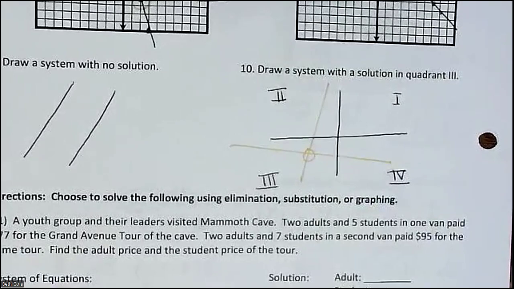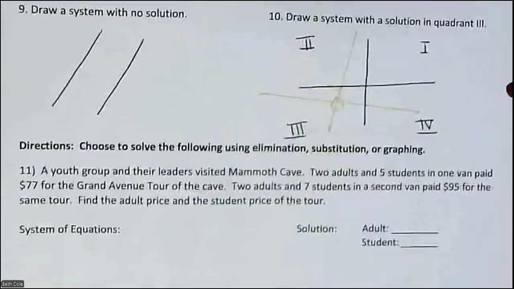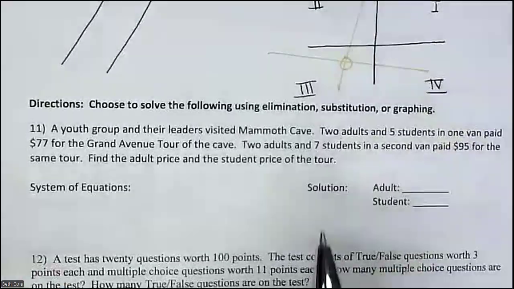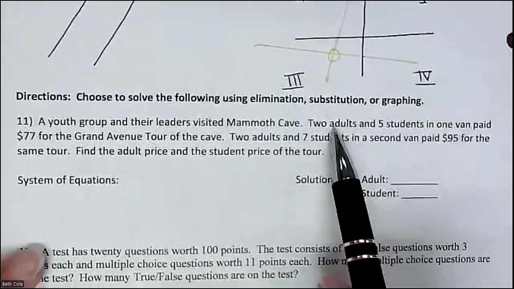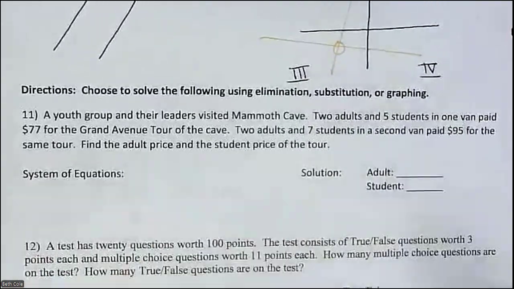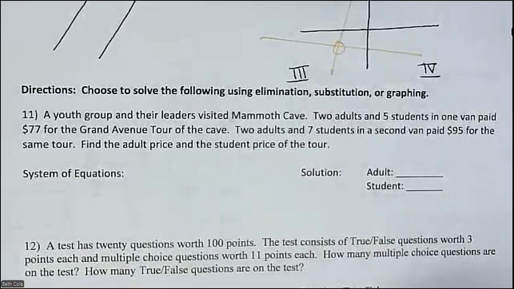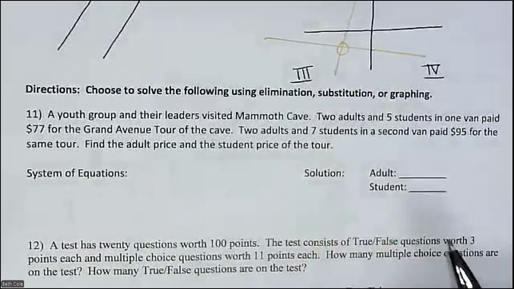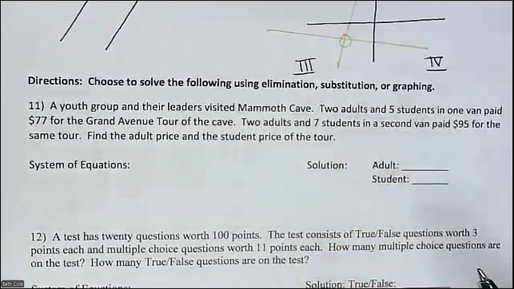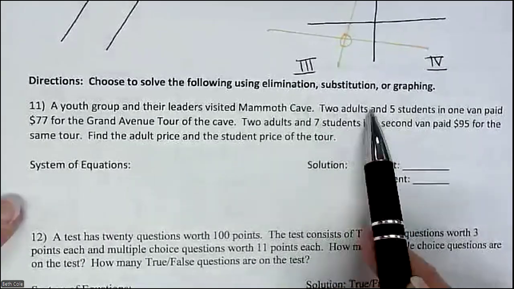Now, you guys have done really well with these word problems. I'm really proud of you with this. Kind of just steal all the numbers from the problem. So let's read. Youth group is visiting Mammoth Cave. 2 adults and 5 students paid 77. Put it together. What's our equation going to be for that first part? I literally just read it to you.